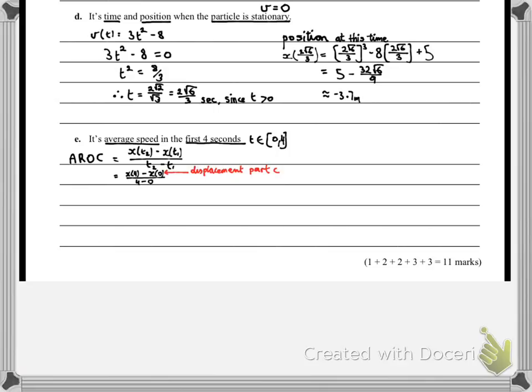Now, if you think about what we've worked out previously, we can see from part C, the x at 4 seconds minus x at 0 seconds, that's our displacement from part C. So we get our displacement, we divide by 4. Here it is, and we get an average speed of 8 meters per second.